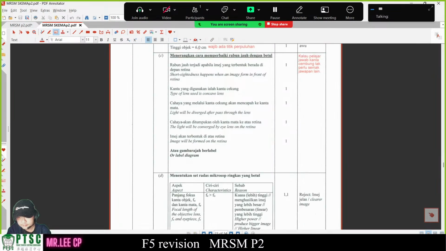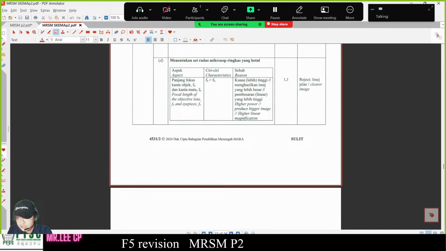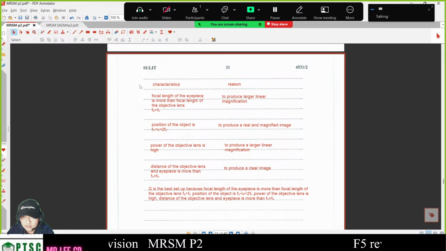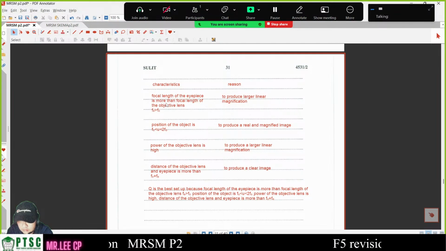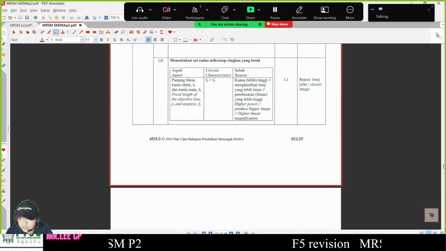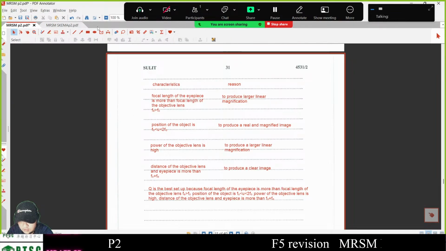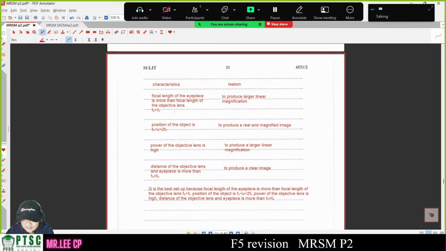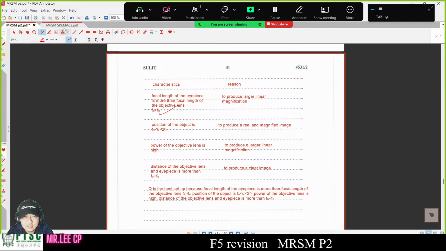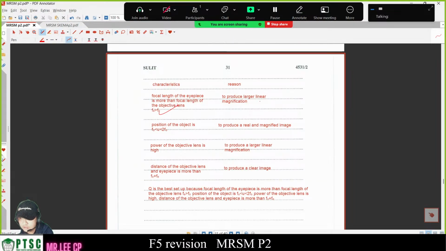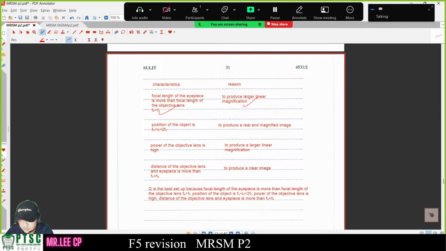Alright, so we see here FO is more than FE. They said FE more than FO, yes, FE is more. Okay, why? To produce a bigger image, higher linear magnification. So to produce a larger linear magnification, it is correct.